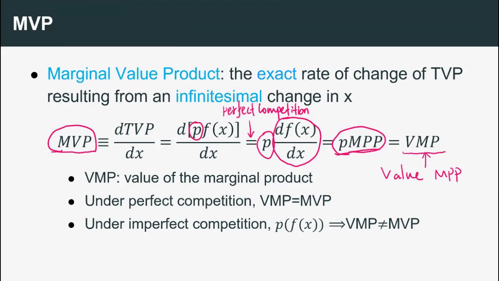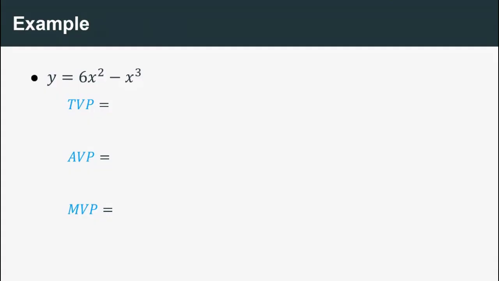Again, MVP and VMP are equal to each other because of the perfect competition assumption. Later in the course, if we have time, we will introduce the difference between MVP and VMP. Let's do a quick example.